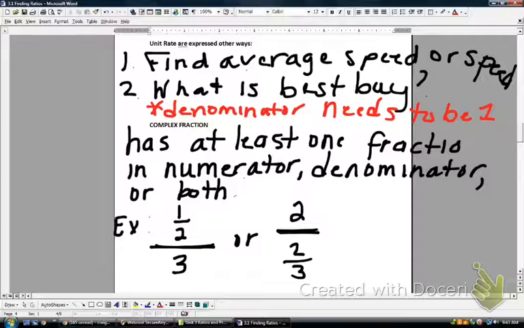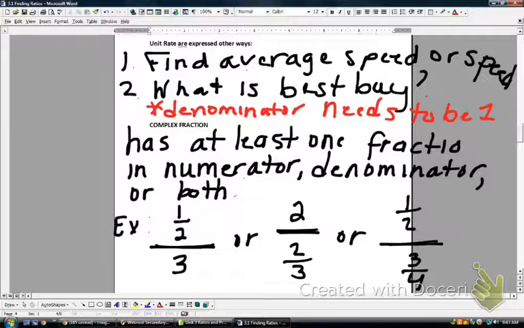So my numerator is a whole number, and then my denominator is a fraction. Or it could look like this. So my numerator is a fraction, and my denominator is a fraction. So that is what a complex fraction is.